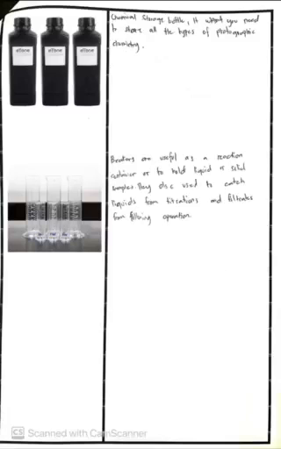Chemical storage bottle. It is what you need to store all of the photographic chemistry. And the last one is the beaker, useful as a reaction container or to hold liquid or solid samples. They are also used to catch liquids from decantation and filtration operations.